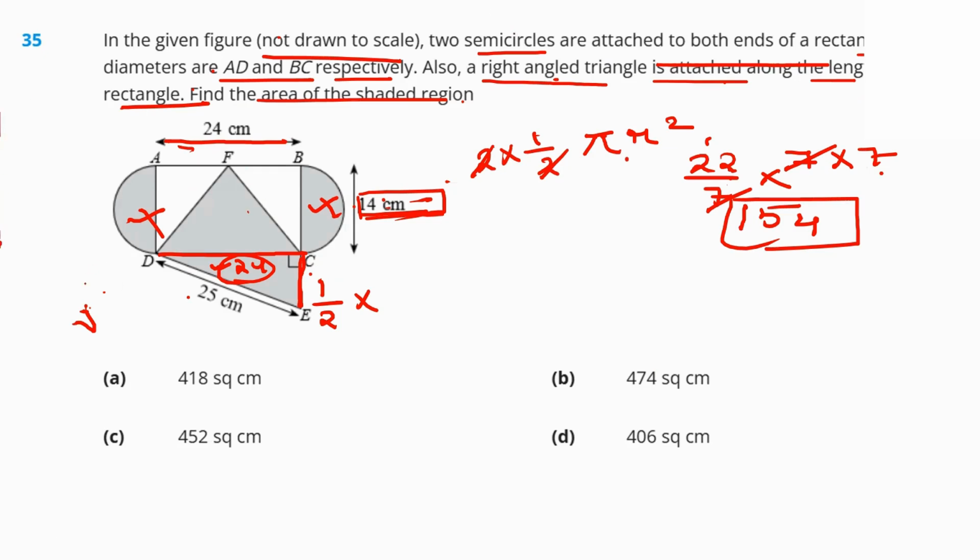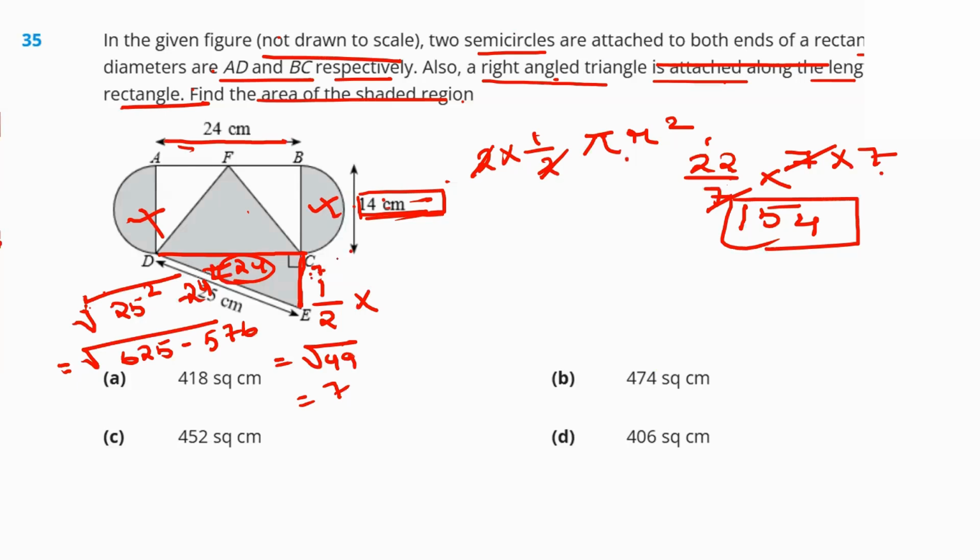We'll do square root of 25 square minus 24 square. 25 square is 625, minus 24 square is 576, which leads to square root of 49. Hence, the height is 7. So we know our height, we know our base, so we can easily find the area.